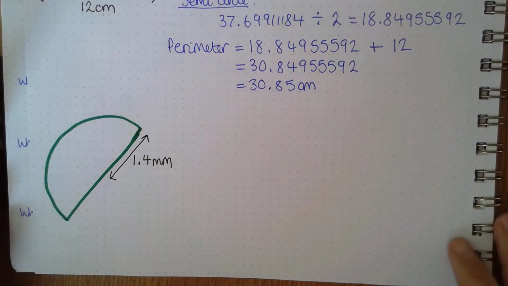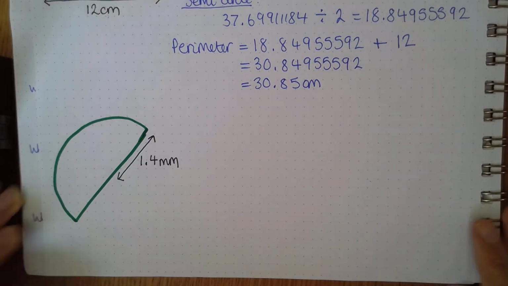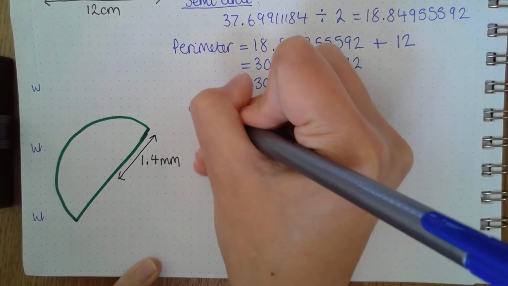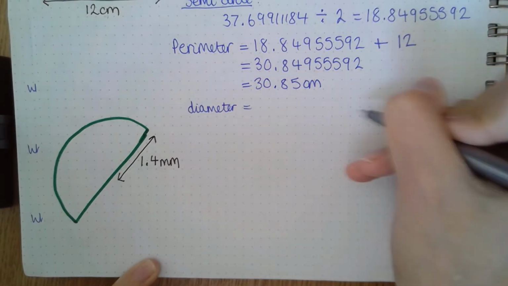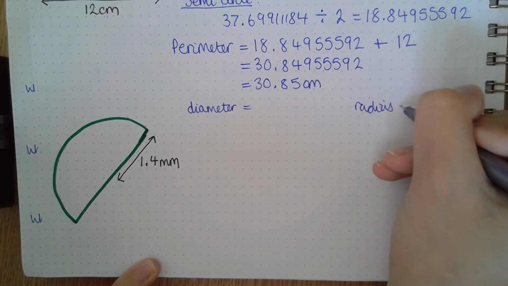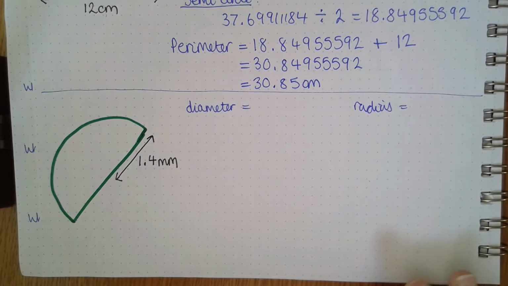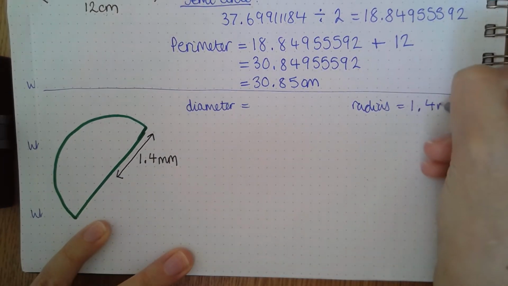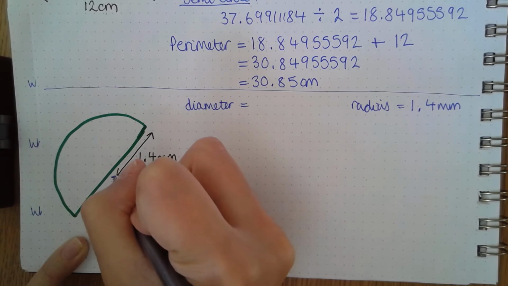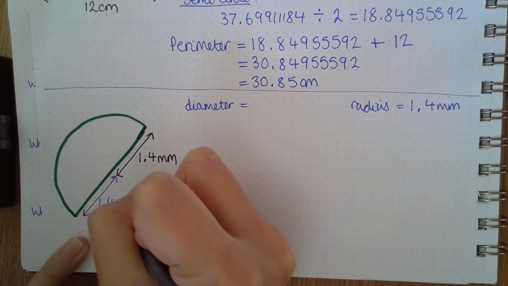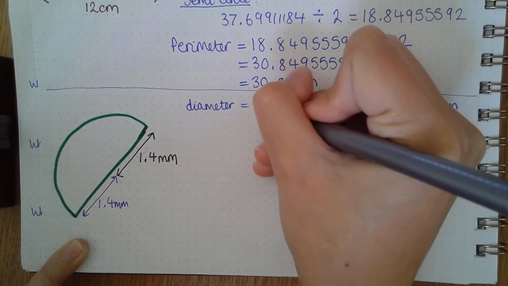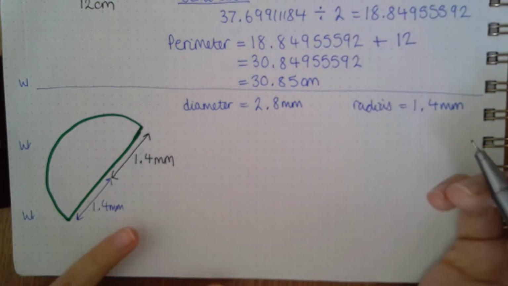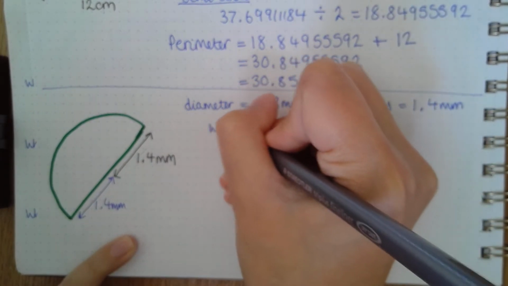The last example we're going to do is no different, but this time we've got a decimal as a radius, but same method. So we've got diameter equals and radius equals. The radius is 1.4 millimeters. So this other part would also be 1.4 millimeters. So the whole thing would be 2.8 millimeters.